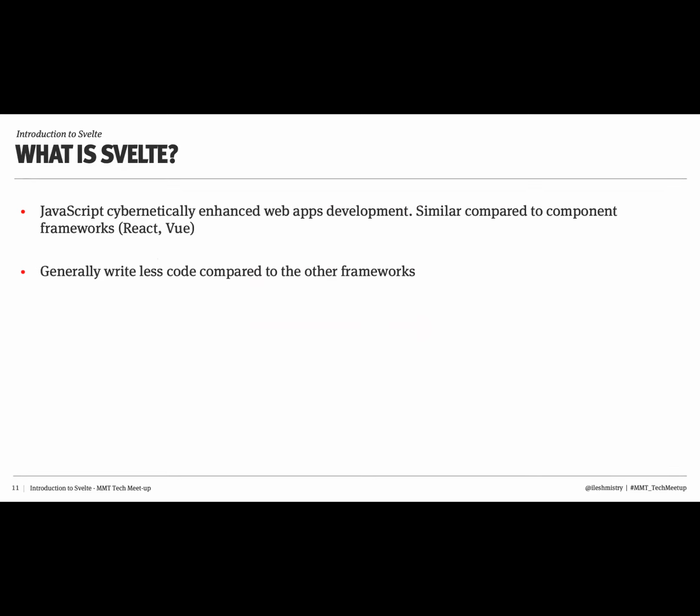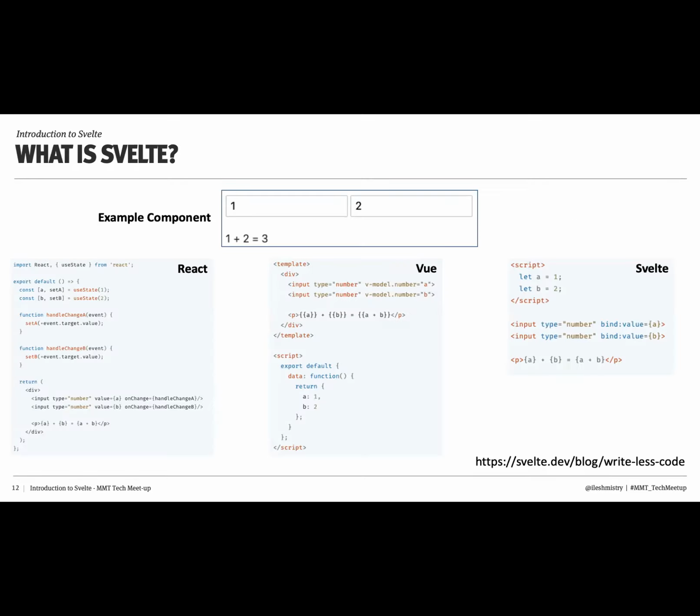So what is Svelte? It's basically a JavaScript enhanced application development framework. It's similar to the component frameworks that you would normally use, like React and Vue. One of the key things I find with Svelte is that you generally end up writing less code compared to the other frameworks. And I'm just going to flick over to an example of this.